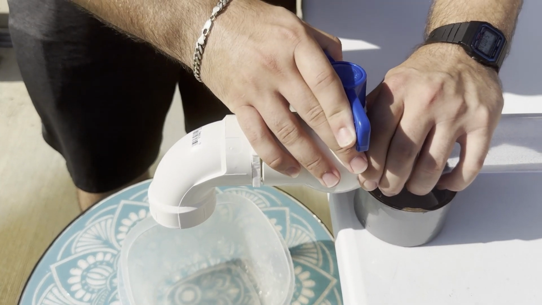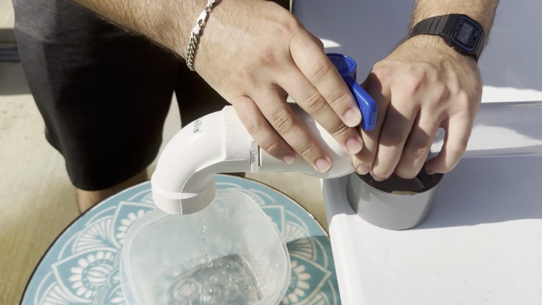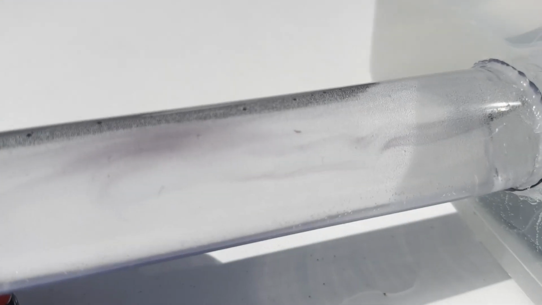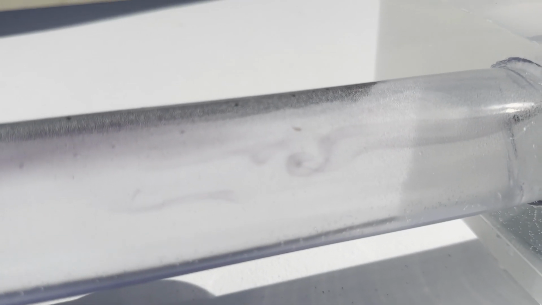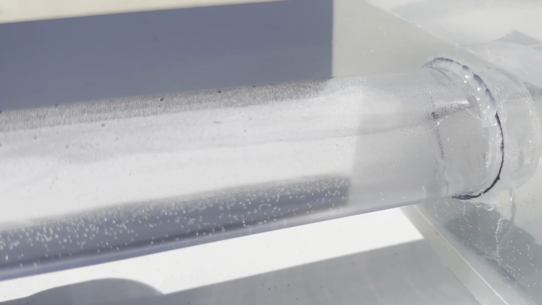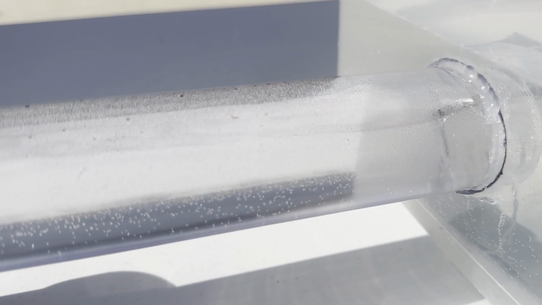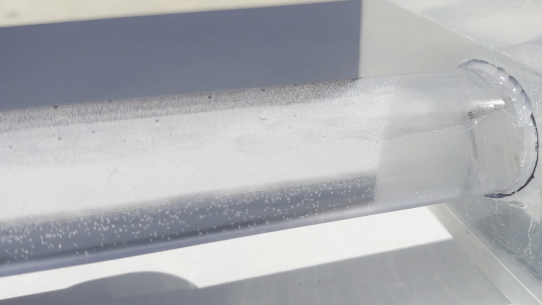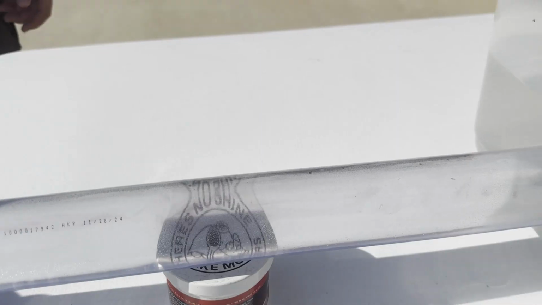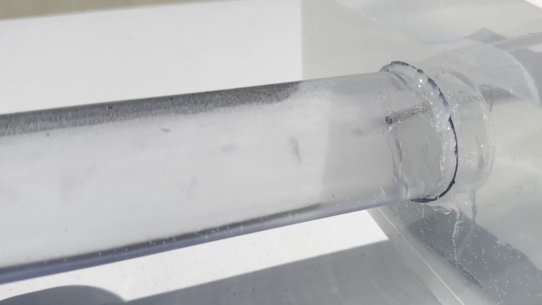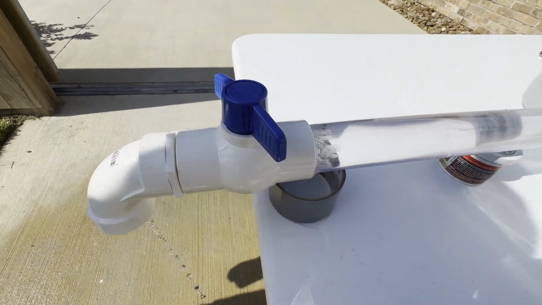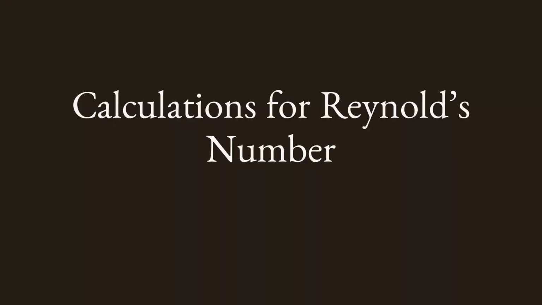Open the ball valve about halfway to achieve transitional flow and time each trial. Open the ball valve fully to achieve turbulent flow and time each trial. The temperature of the water was 74 degrees Fahrenheit, and now it's time for the calculations.